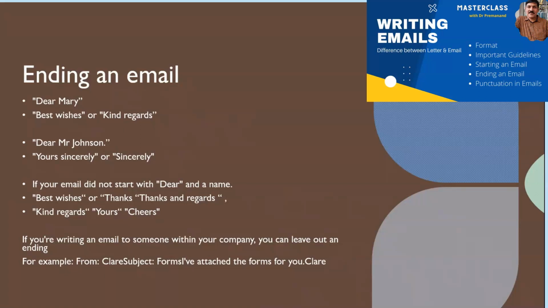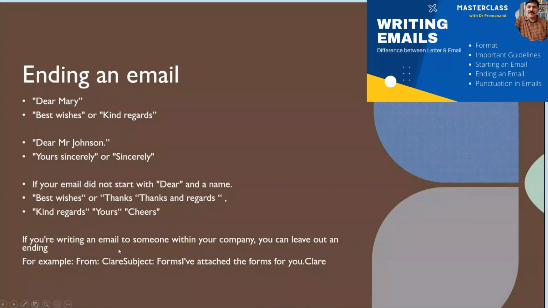So ending: suppose you start an email with "Dear Mary," you can end with "Best wishes" or "Kind regards." Or if you began with "Dear Mr. Johnson," you end with "Yours sincerely" or "Sincerely." If your email did not start with "Dear" and a name, it could end with "Best wishes," "Thanks and regards," "Kind regards," "Yours," or "Cheers." All these things can be written.